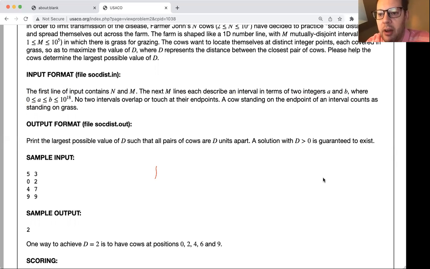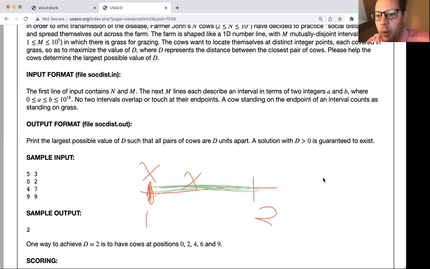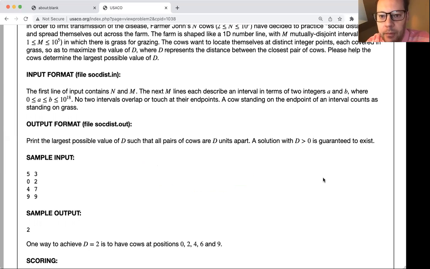If you're not familiar with that, for C++ or Java, if you're used to doing int x, you would just do long x. In Python, you don't have to do anything different. Your integers already go up to infinity. No 2 intervals overlap or touch at their endpoints. A cow standing on the endpoint of an interval counts as standing on grass. That's another important piece of information. So what that's saying is if I've got a grassy patch from here to here, if this is like 1 and 2 or whatever, I can have a cow standing at 1 and that counts as being on grass. The points are included. It doesn't have to be at 1.01 or anything like that.